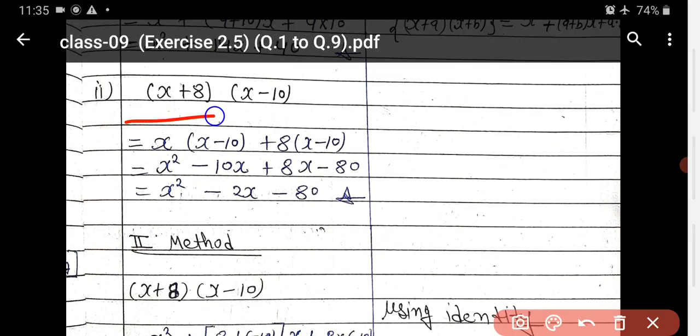Okay, now (x + 8)(x − 10). Now all questions I am doing with the help of properties only, but one I am solving here without it. Simply first multiply x with the whole bracket and 8 with the whole bracket. x into x is x², x into 10 is −10x, 8 into x is 8x, and then −80. When you solve, x² as it is, −10x + 8x becomes −2x, and −80. It is your answer without property.